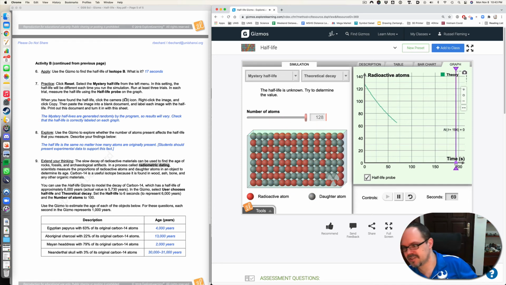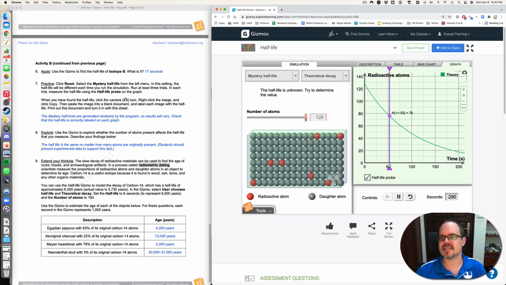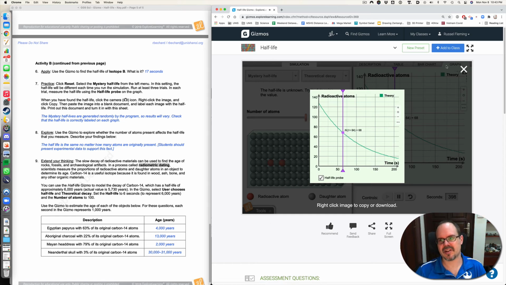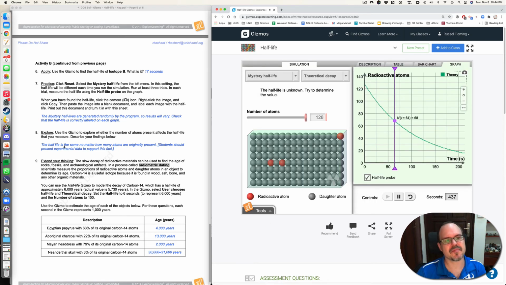This will show that it's different every single time. Anyways, 64. This one is 68 seconds. Again, I would just take a screenshot and do that 3 times, practicing finding the half-life, checking whether the number of atoms changes the actual half-life you measure. Oh, I spoiled it. I already did that when I did the 50, the 100, and the 80. It doesn't change.